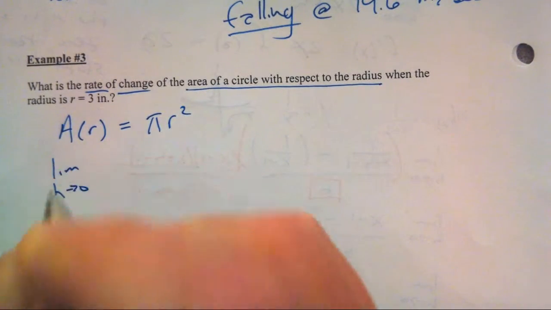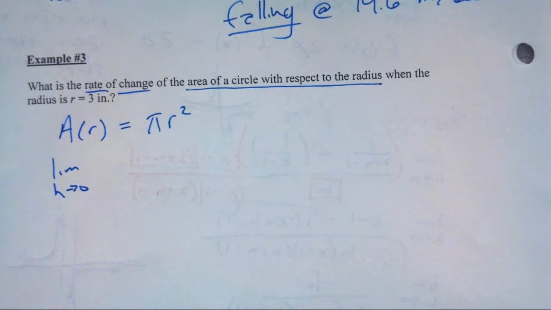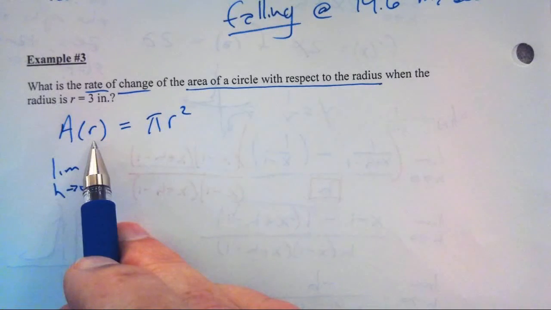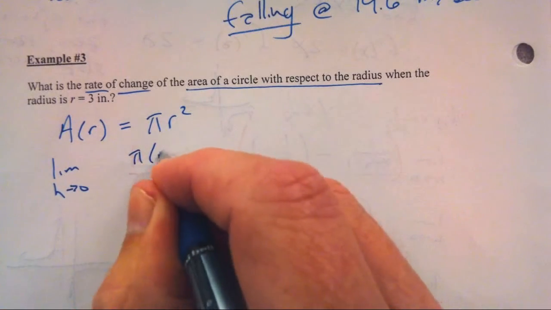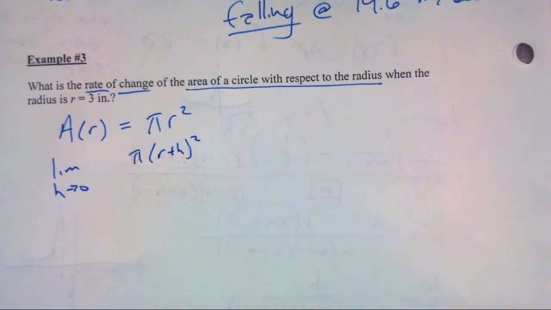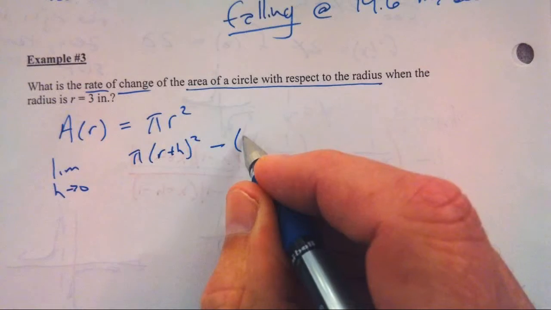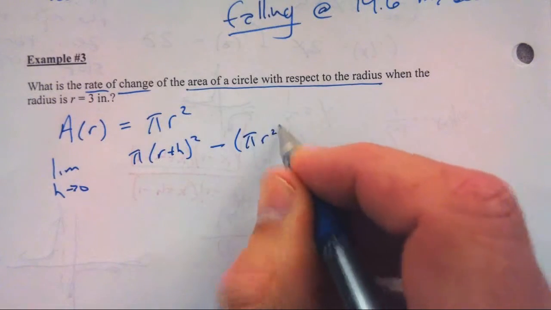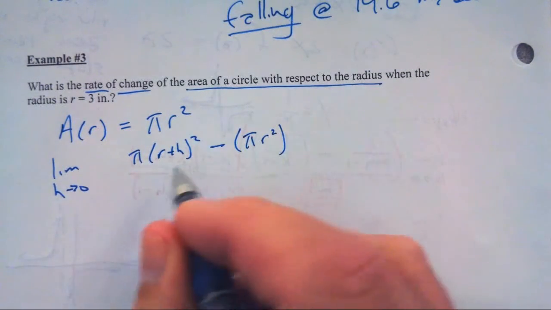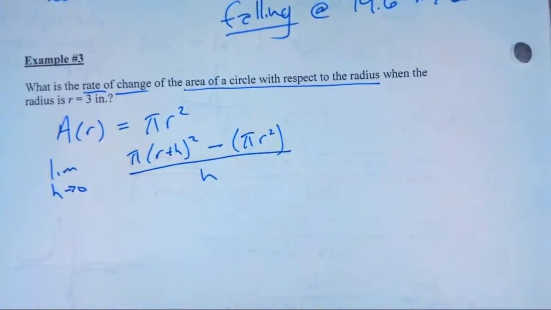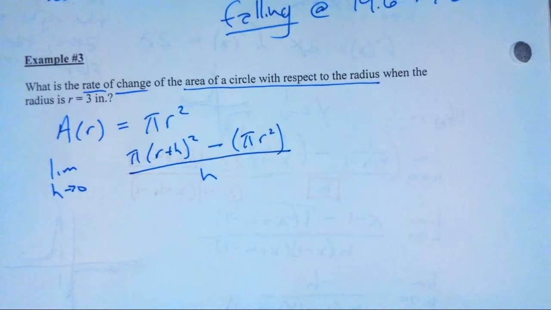Limit as h approaches 0. I want A of r plus h. That's pi times r plus h squared. The next thing I'm going to write, minus parenthesis, plain old A of r, pi r squared. Oh, you told me I needed parentheses there. I didn't really need them. Sorry. All on h. You can plan ahead and not put them there, but I'm just going to go minus parenthesis every time I get there.